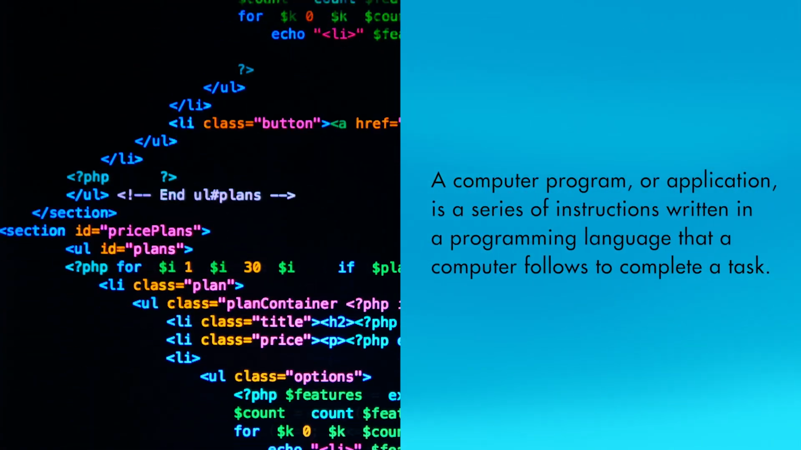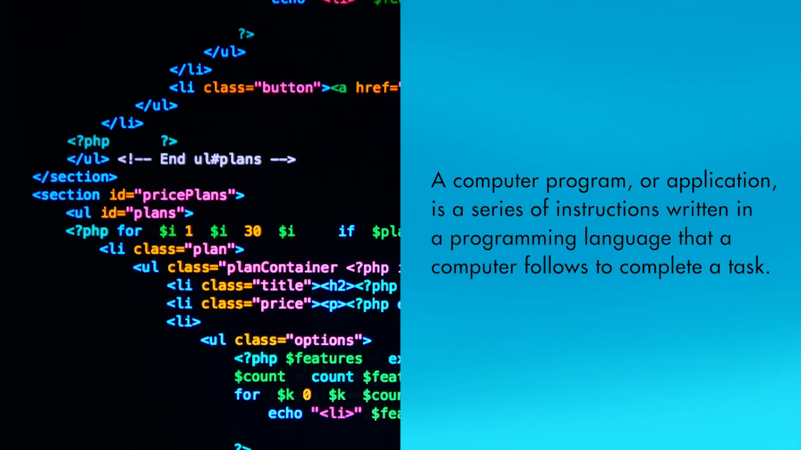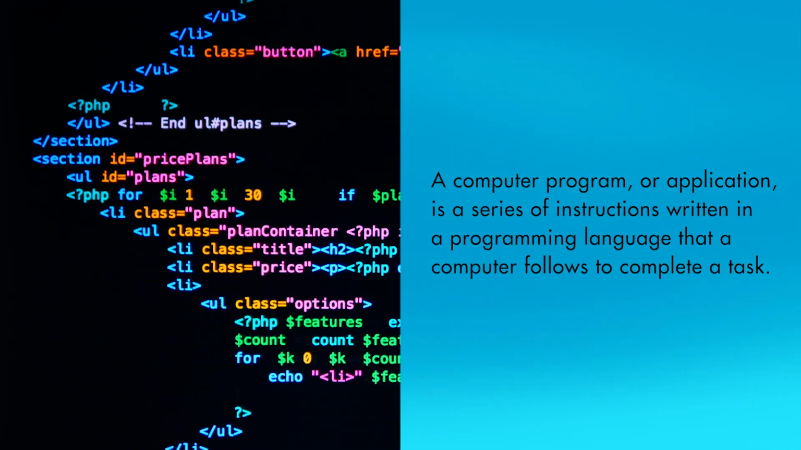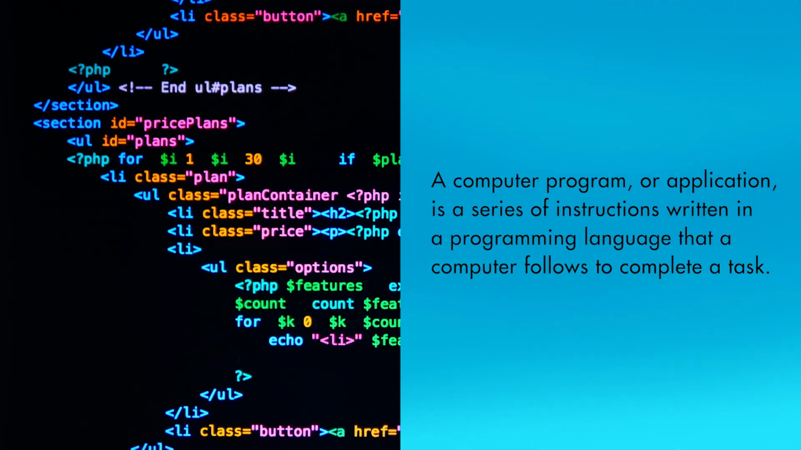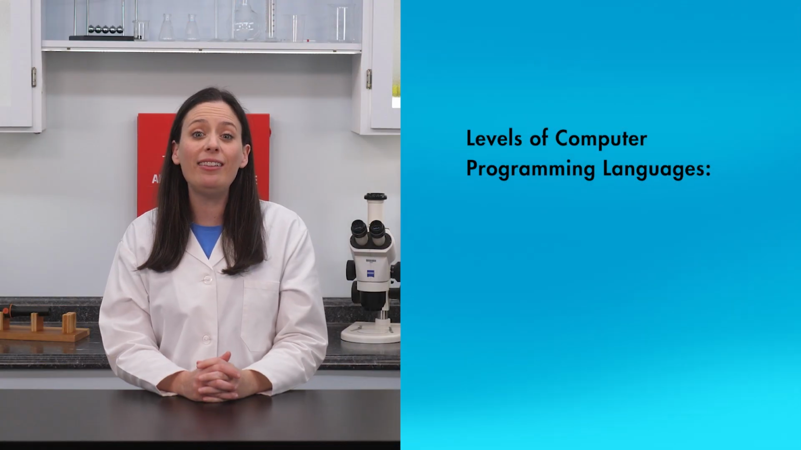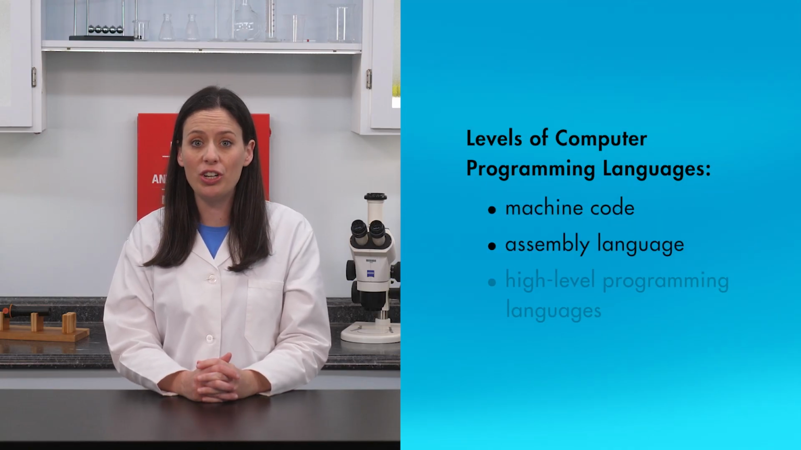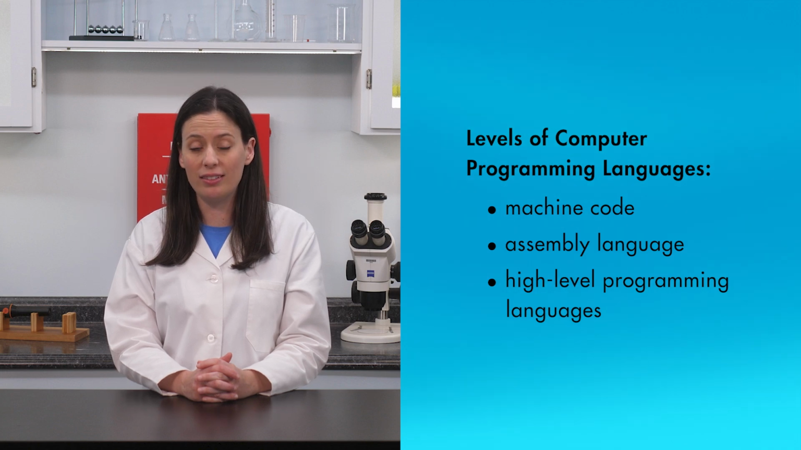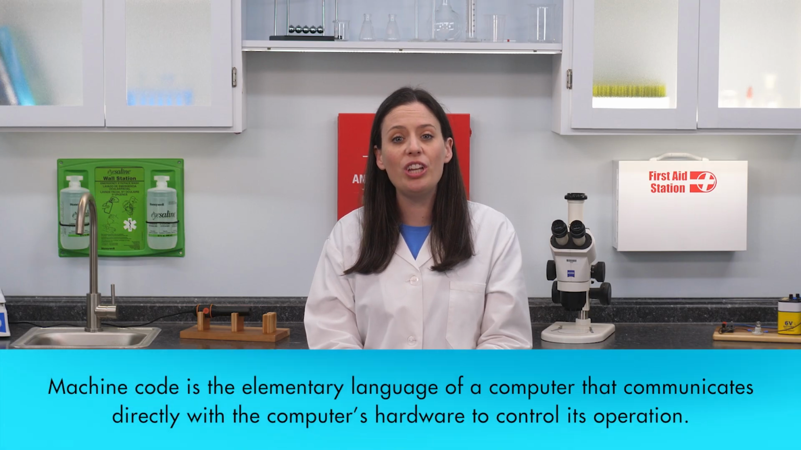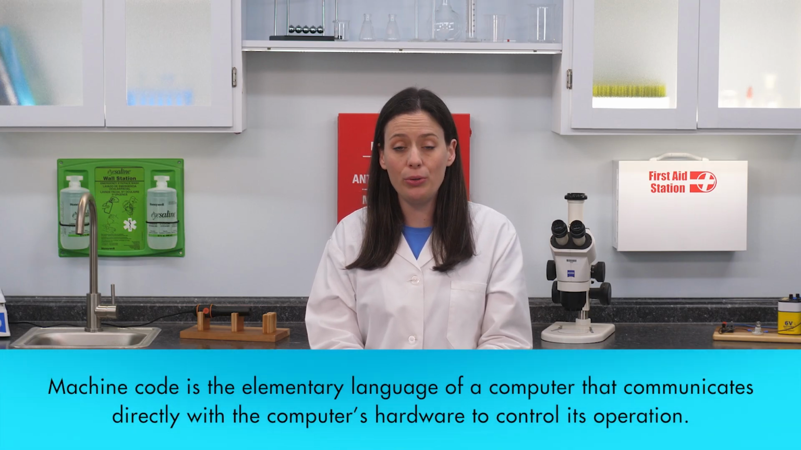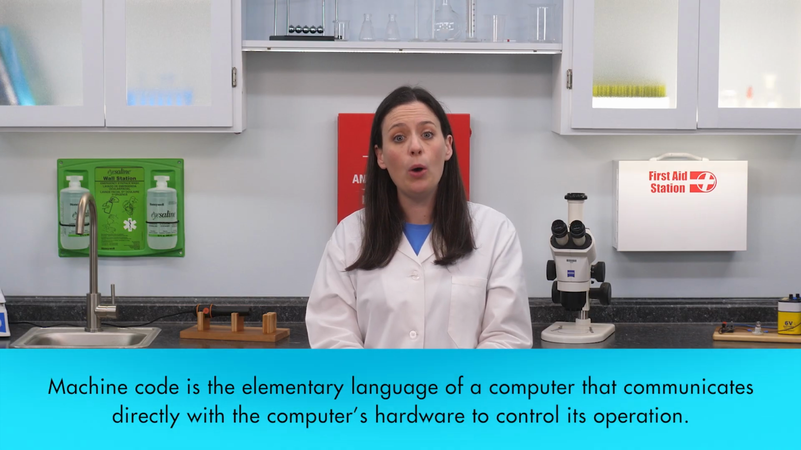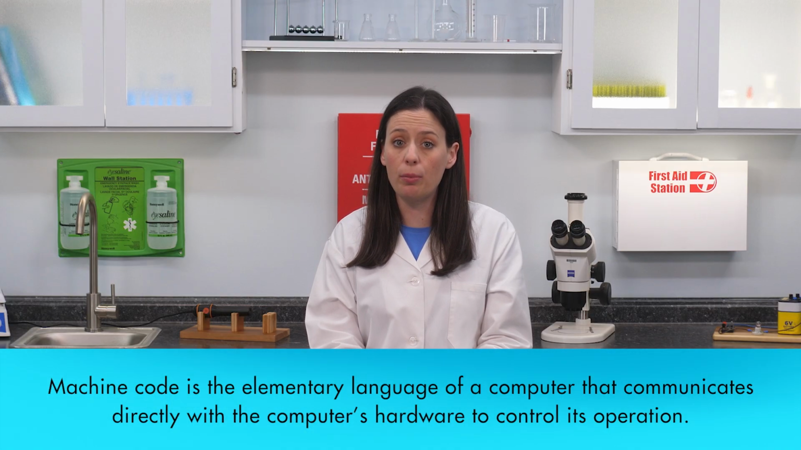A computer program or application is a series of instructions written in a programming language that a computer follows to complete a task. A computer uses 3 levels of programming languages: machine code, assembly language, and high-level programming languages. Why does a computer need 3 levels of programming languages? The computer's hardware understands only machine code. Machine code is the elementary language of a computer that communicates directly with the computer's hardware to control its operation.